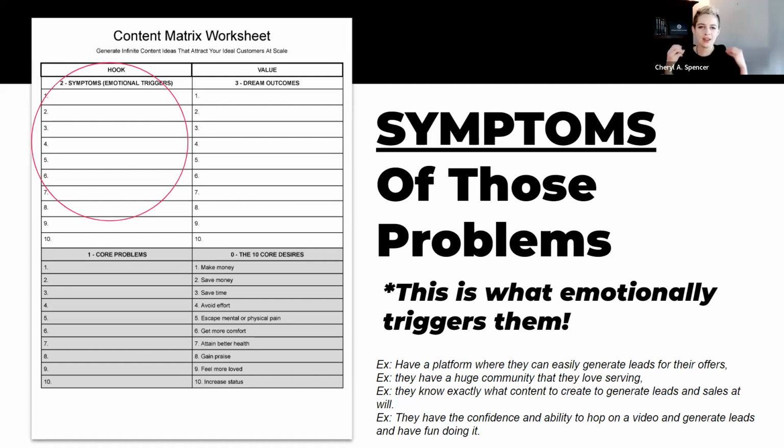These are all like the emotional feelings that people have if they are stuck creating content, right? And so the core problem is they don't know what content to create, but the symptom is that they feel frustrated that they're just trying different things and they don't know what's going to work, right? So fill out 10 symptoms if you can, brainstorm and figure out what are those emotional triggers.